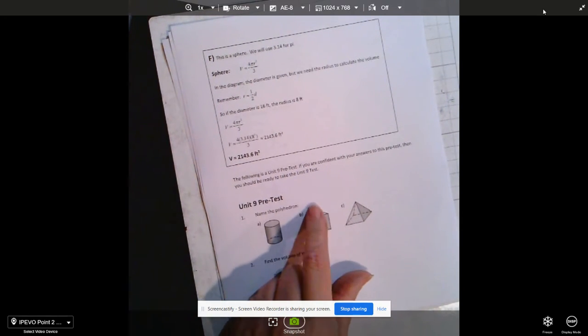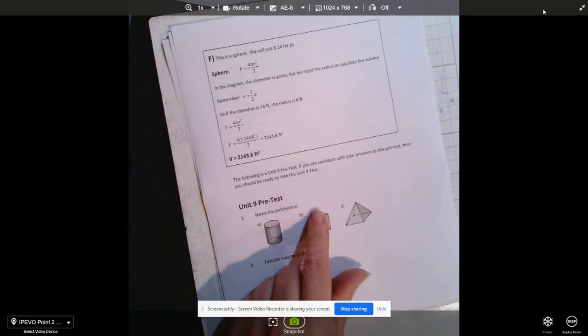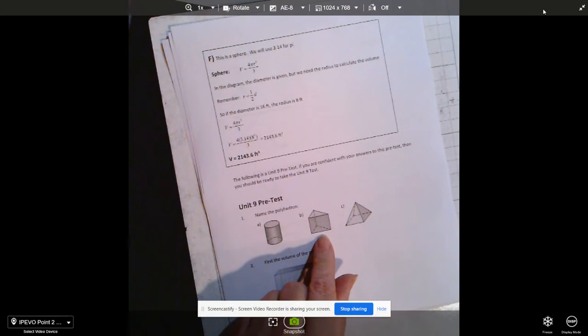This one here has two parallel bases that are triangles. Everything else is a rectangle. It does not come to just one point. So this would be a triangular prism.